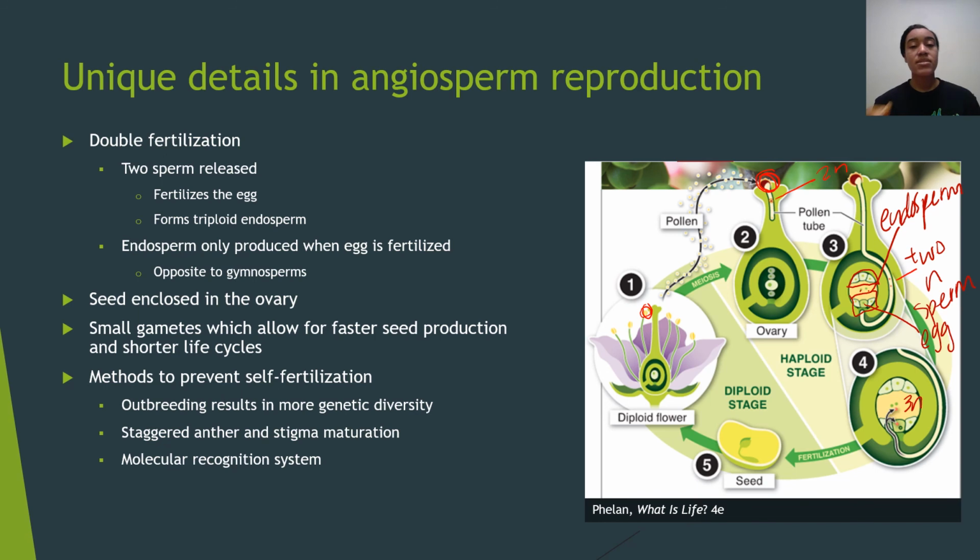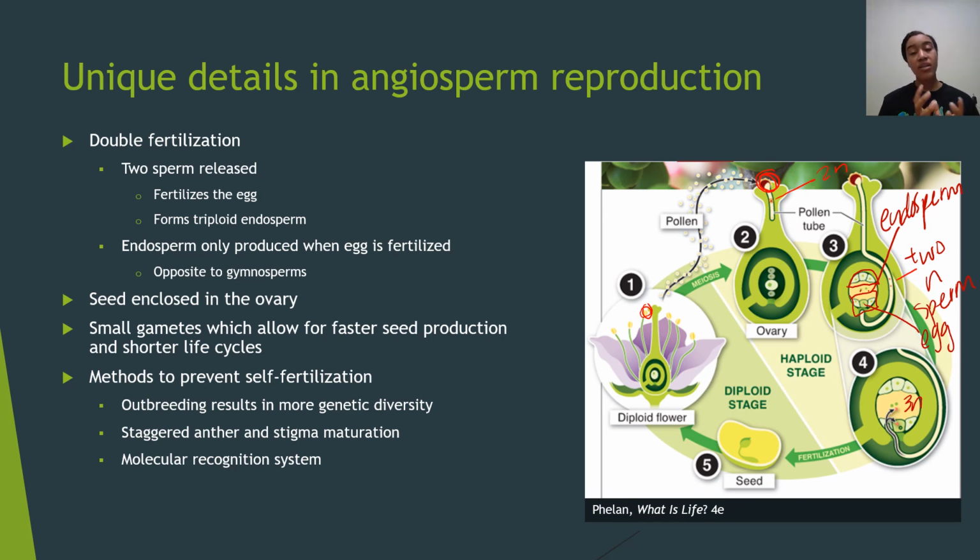One is they might stagger when their anthers and their carpel will mature. So they might have anthers that mature first and release their pollen that will go on to stick to the stigmas of other flowers way before their carpels even mature. That will prevent self-fertilization because the pollen grains from itself cannot stick to the stigma of its own flower.